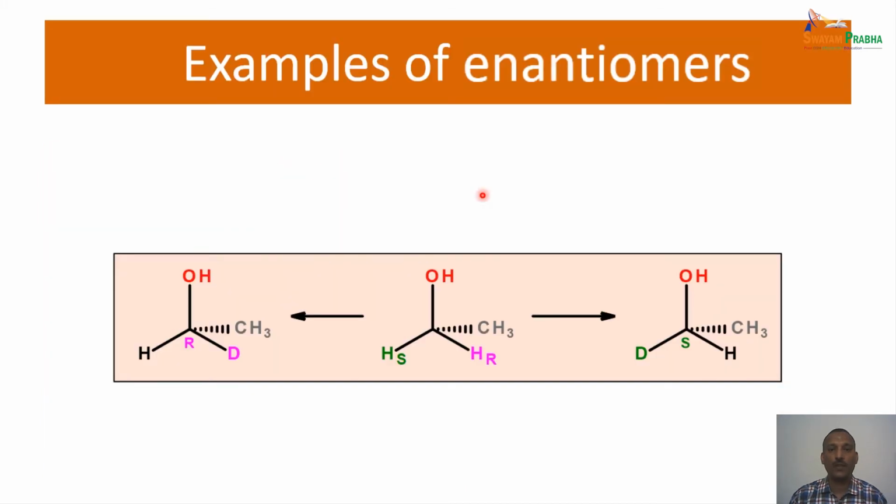Here we have some examples of enantiomers. So we have a simple compound, 1 carbon, 2 carbon, OH. So that means this is nothing but ethanol. We have HR and HS. That means if this hydrogen is replaced by a deuterium, then what type of isomer are we going to get, that is mentioned here. If this is replaced as shown here, we are going to get an R isomer, and if this hydrogen is replaced by deuterium, we get an S isomer. We will soon study what this R and S nomenclature, or the notation, is that is being used for representing chiral carbon.